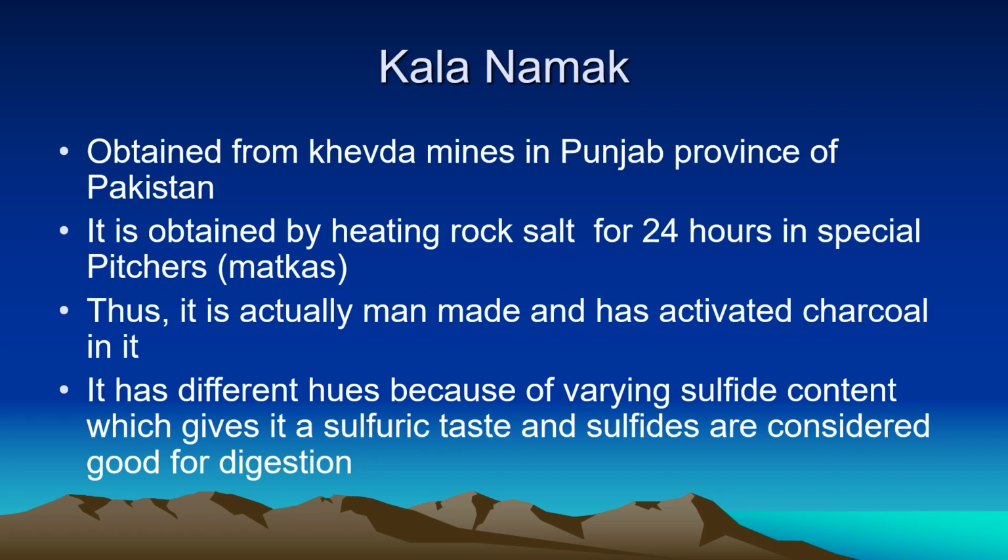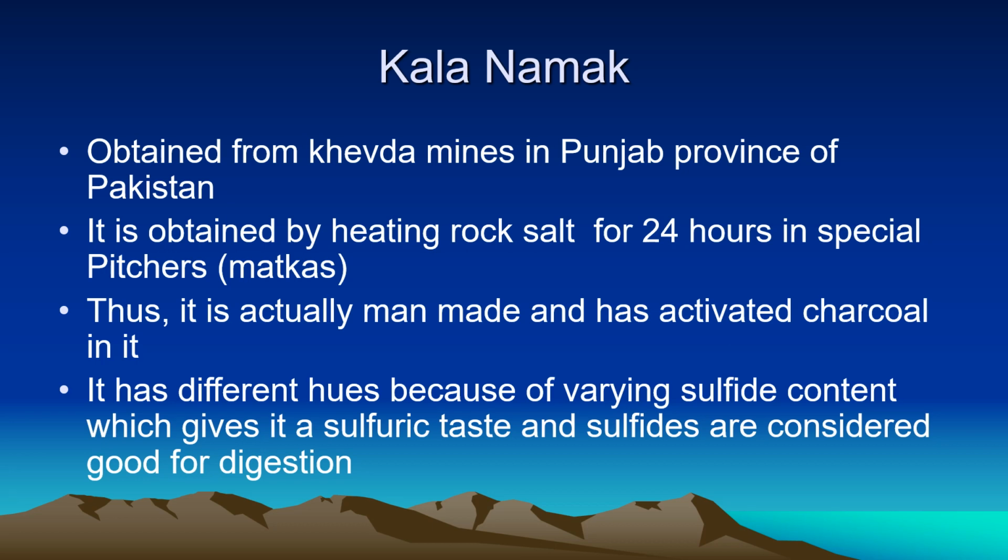Kala namak is found in various parts of India and Pakistan, actually in Asia. It is obtained from the Khewra mines in Punjab province of Pakistan, and actually it is rock salt, but it is obtained by heating rock salt for 24 hours in special pitchers made for this purpose. They are called matkas.